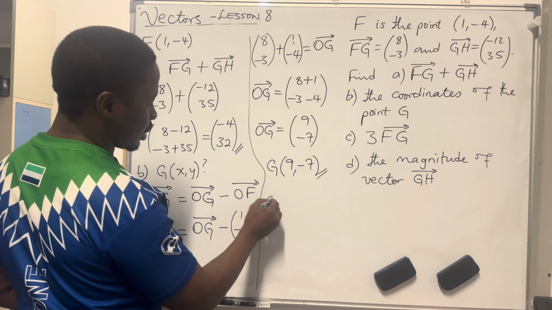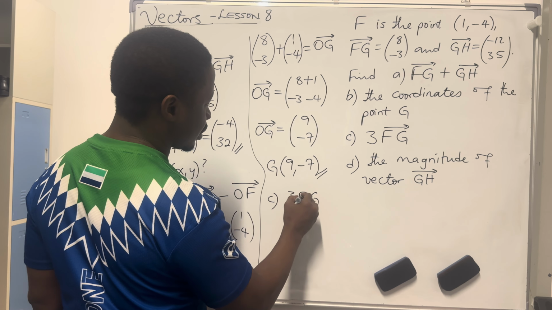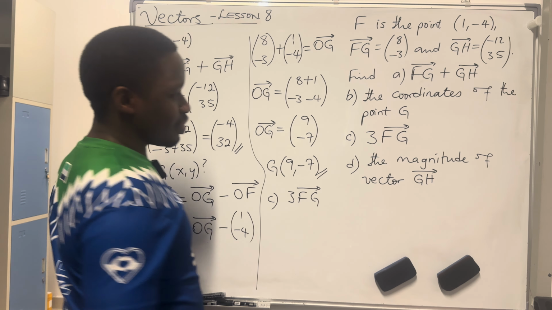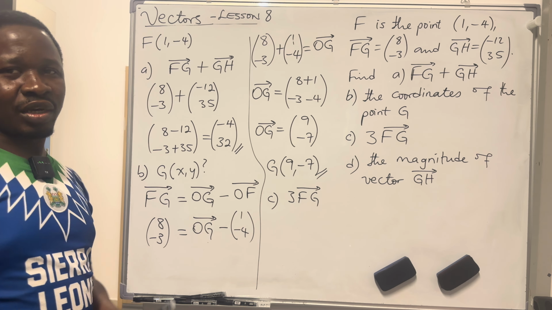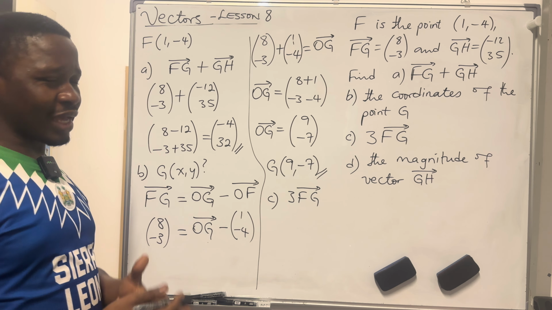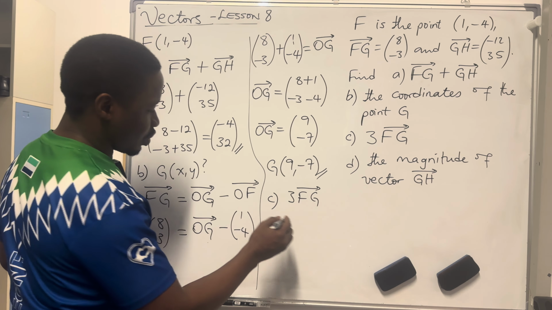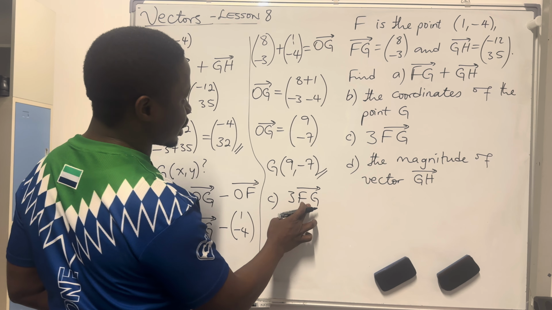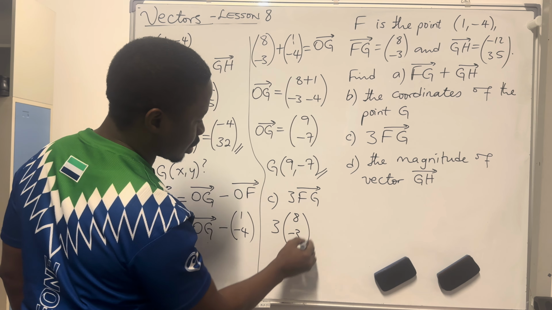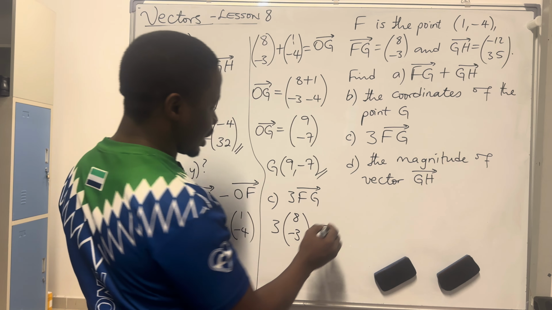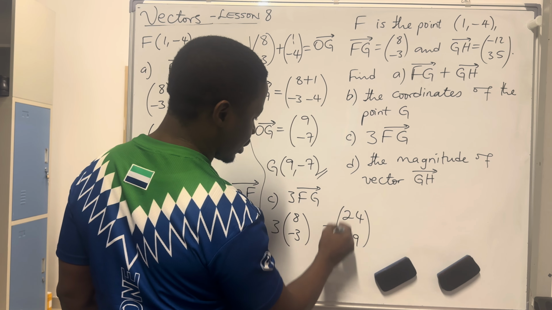Okay. C. What do we want? C is 3FG. 3 vector FG. 3 is a scalar, just like when you say 2x, the coefficient of x is 2. So the scalar here is 3. So this is 3 multiplied by FG. FG is (8, -3), which is equal to 3 times 8 is 24, 3 times this one is minus 9.